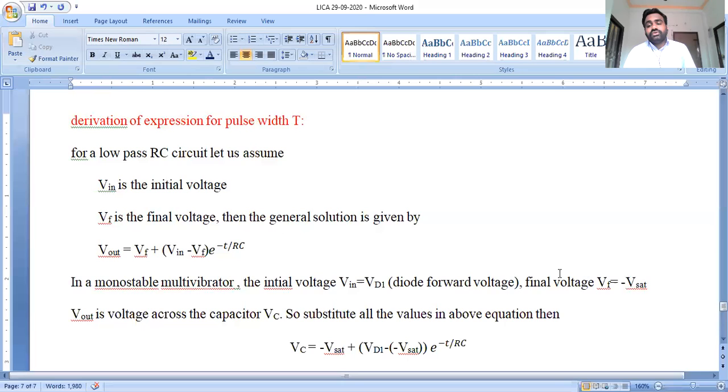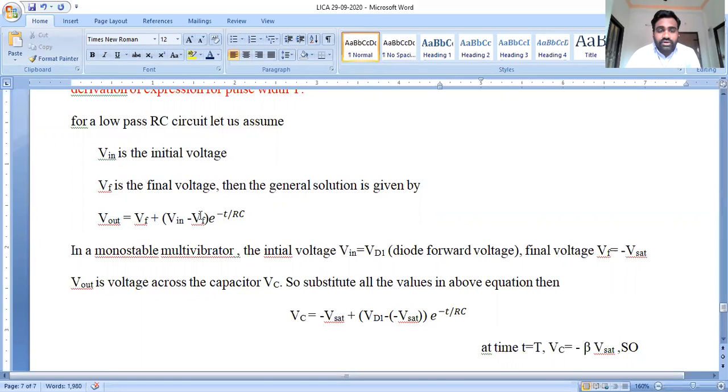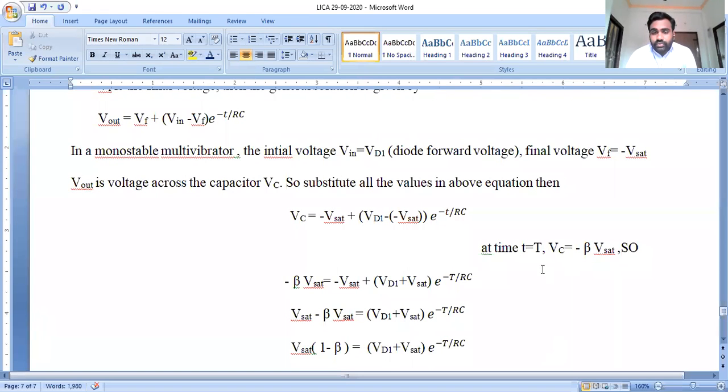So if we substitute these particular operating parameters in our expression, capital V suffix C is equal to final voltage, minus Vsat, plus the initial voltage, which is nothing but the diode charging voltage, that is Vd1, minus the final voltage, minus Vsat. If we substitute the value of small t with the total operating time T, what will be the expression? Vc will be minus beta Vsat, minus Vsat plus Vd1 plus Vsat, into the exponential of the total time with respect to charging and discharging of the RC series circuit.